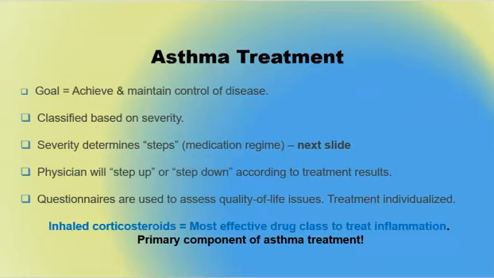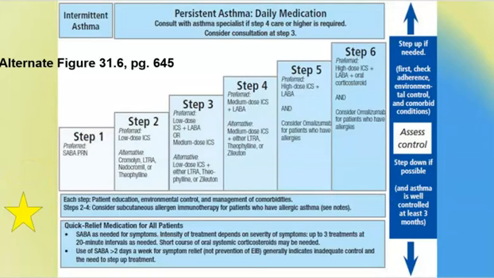But let me go over some of the asthma treatment. Okay, so basically your goal is to achieve and maintain control of the disease. It's classified based on the severity, and you'll see a map here in just a minute. The physician may step up or step down based on what they're finding. And then, of course, there's questionnaires. Just to throw this out, inhaled corticosteroids are the most effective drug class treatment for inflammation.